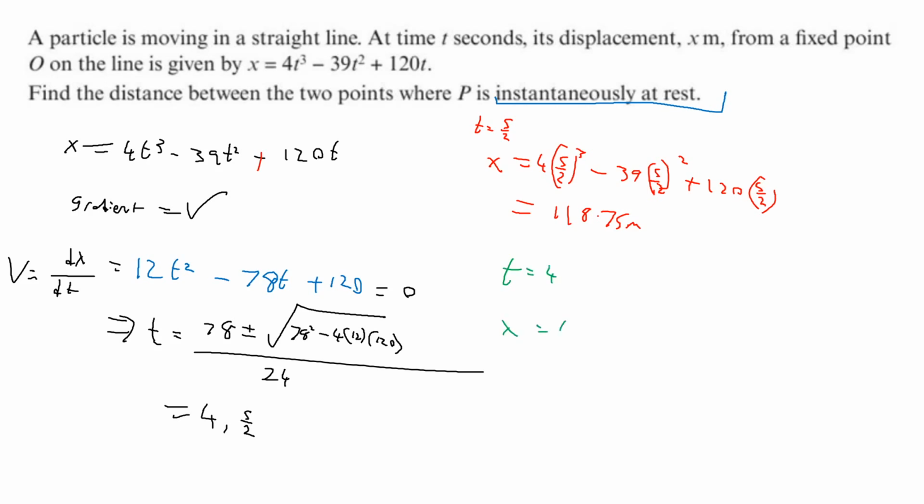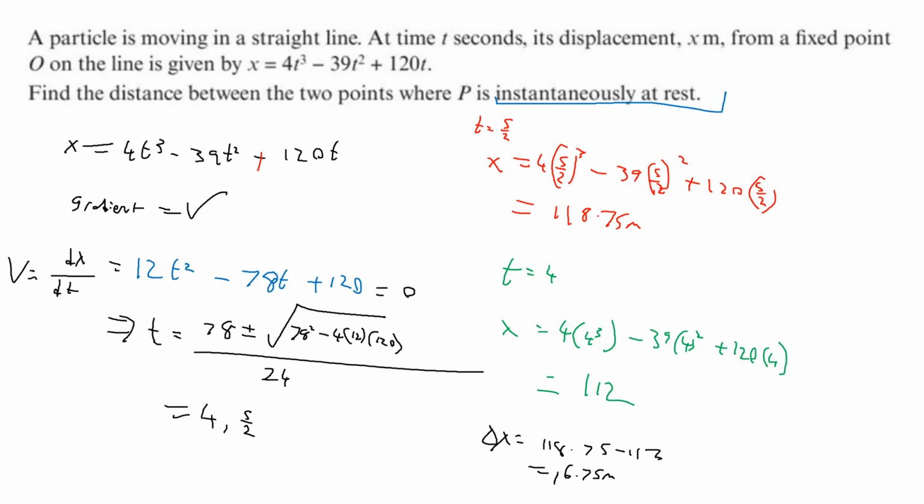Now, same thing, where t is equal to 4. So x is equal to 4 times 4 cubed, minus 39 times 4 squared, plus 120 times 4. Again, put that into your calculators, and we will get an answer of 112. So all we need to do is work out the difference. The change in distance is just going to be 118.75 minus 112, which is equal to 6.75 meters.